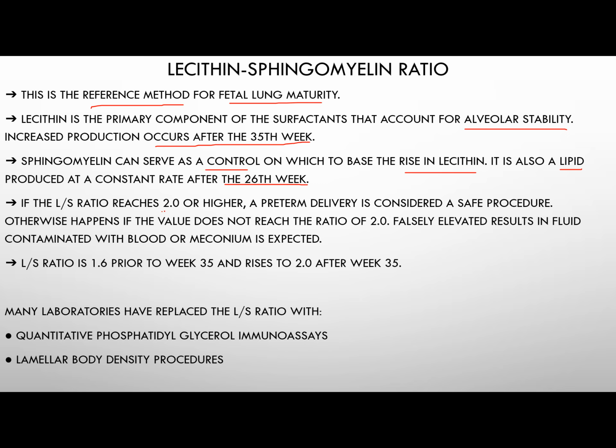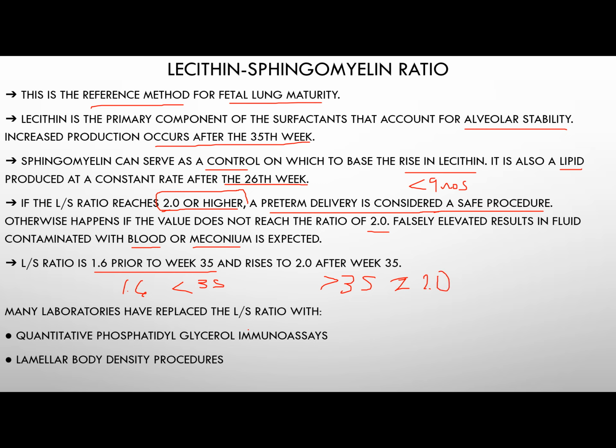If the LS ratio reaches 2 or higher, a preterm delivery is considered a safe procedure. So early delivery, meaning less than 9 months, is considered safe provided that the LS ratio reaches 2 or higher. Otherwise, if the value does not reach the ratio of 2, falsely elevated results in fluid contaminated with blood or meconium is expected. So you would have a falsely elevated LS ratio if the amniotic fluid is contaminated or mixed with blood or meconium. LS ratio is 1.6 prior to week 35. So less than 35 weeks, it is 1.6. But after the 35th week, it would now become 2.0.